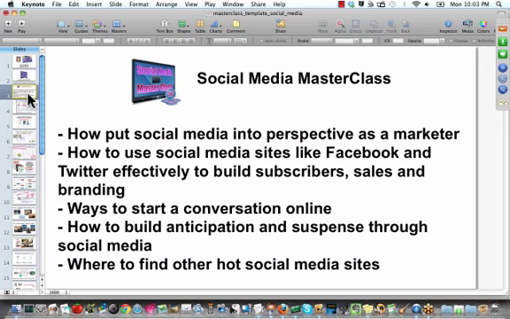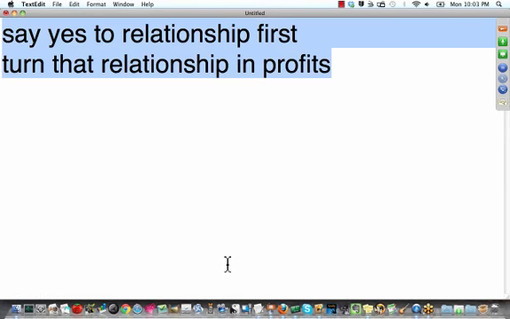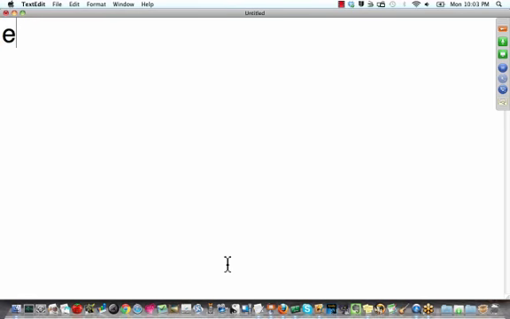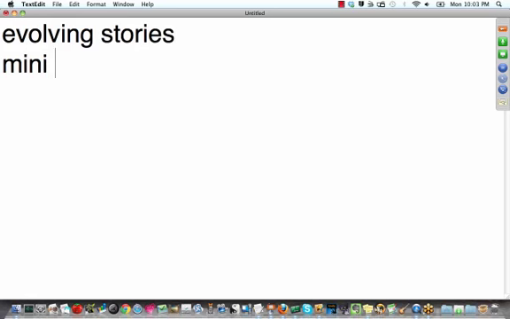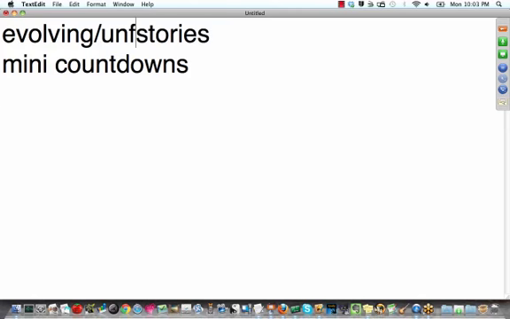So we talked about ways to start a conversation online. An interesting thing, once you want to build anticipation and suspense, obviously you have to have some kind of following to do this, but you can always do what I like to call evolving stories, or you can also do little mini countdowns. These are two great, I love to call these actually evolving or unfolding stories, right?